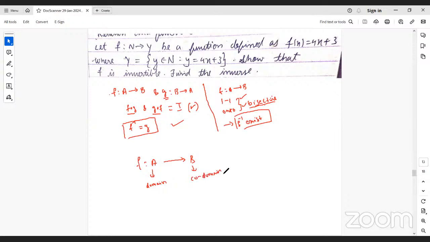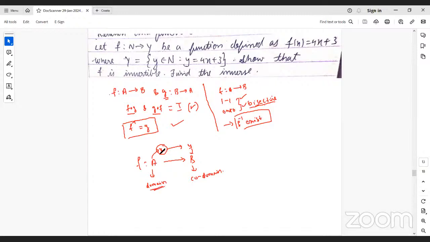Set B is called the codomain set. Whatever the x values are, we are considering them from set A, that is the domain set, and for every x, there will be some y present in B. If this is a unique value, then it is said to be a one-one function, and if for every element of B, an x exists, then it is said to be an onto function. Whenever we consider x, we are always considering x from the domain set.